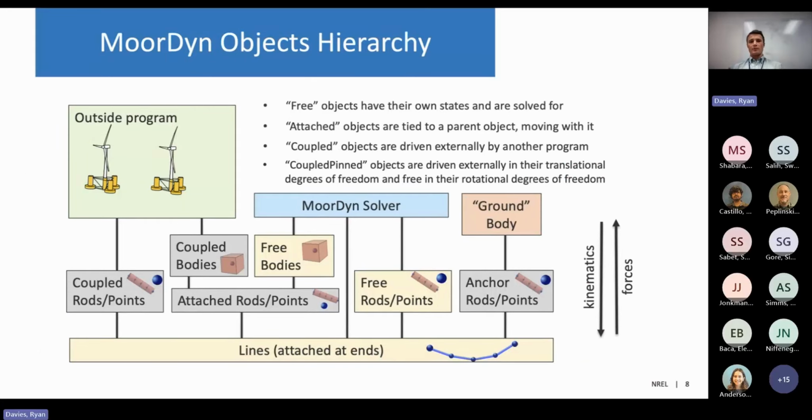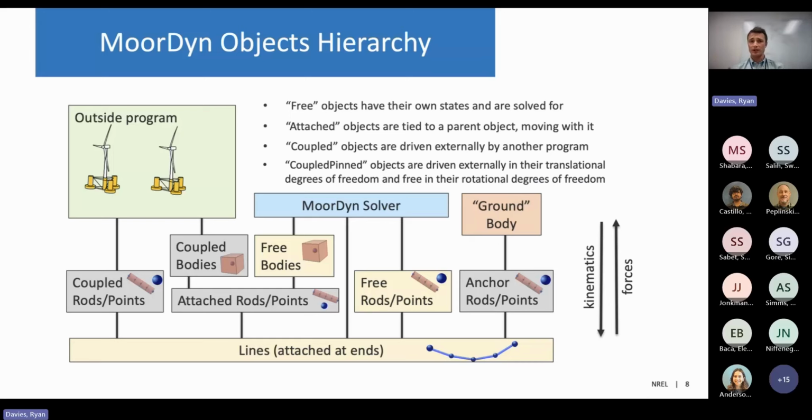For each of these 4 objects, they can have a couple of different attachment types. They can either be a free object. This is an object that's free to move in space. It has no control over its kinematics other than the forces that are applied to it, and it will react accordingly. You can have attached objects. These are objects that are attached to a higher order thing. A common example would be a point attached to a body. The kinematics of these attached objects are controlled by the parent object that they're attached to, and the forces that they feel are then passed on to the parent object.